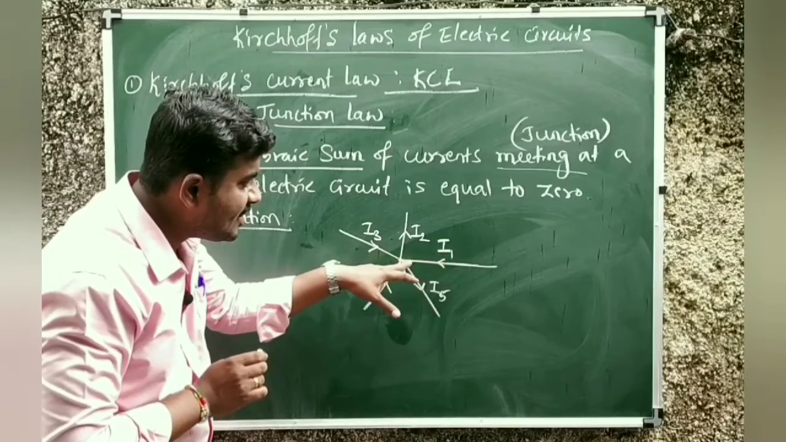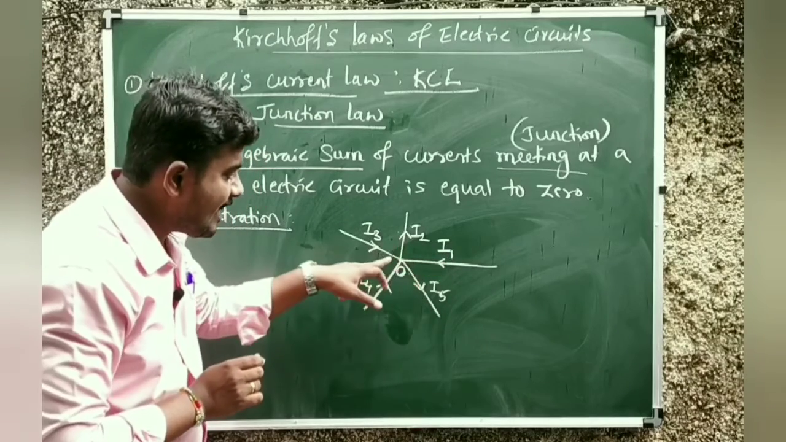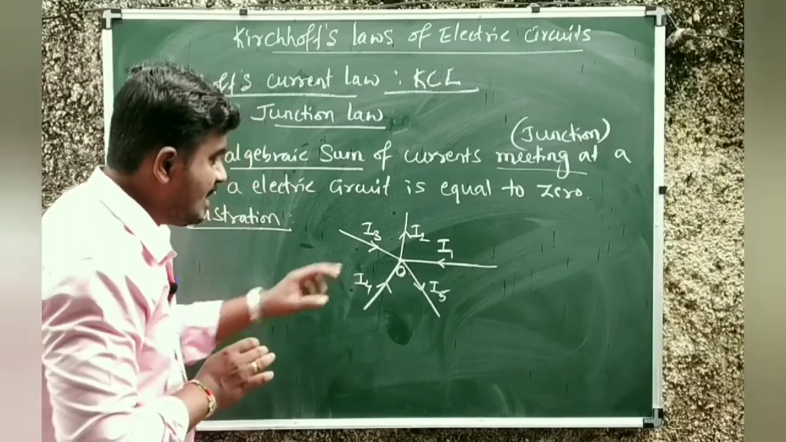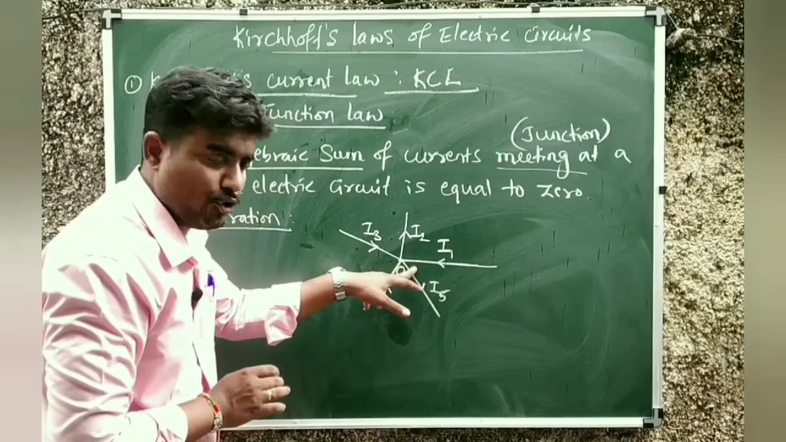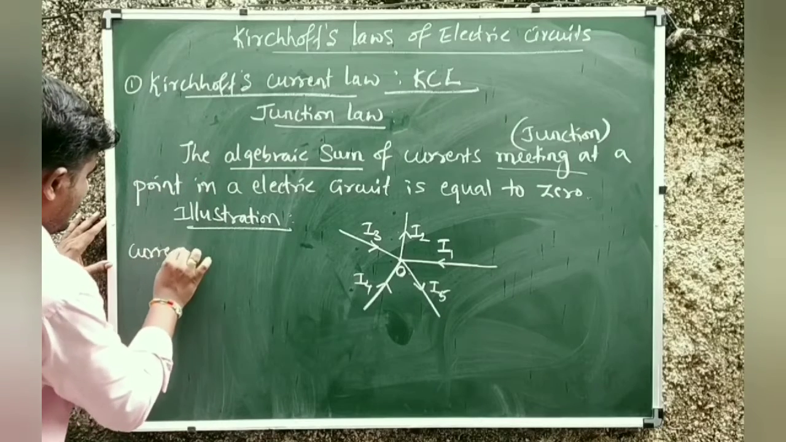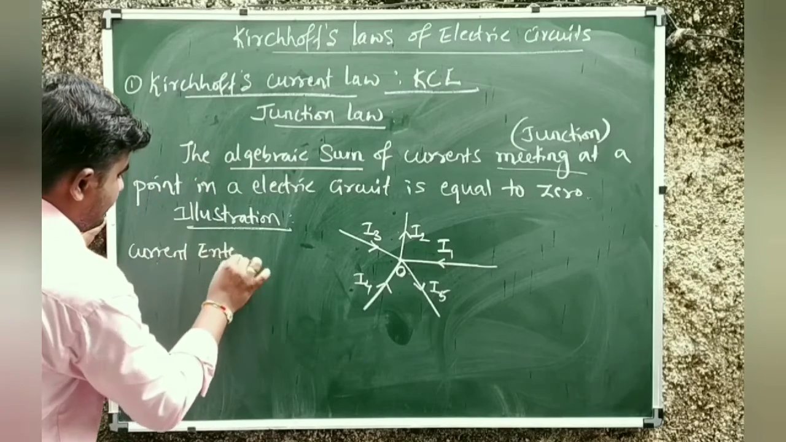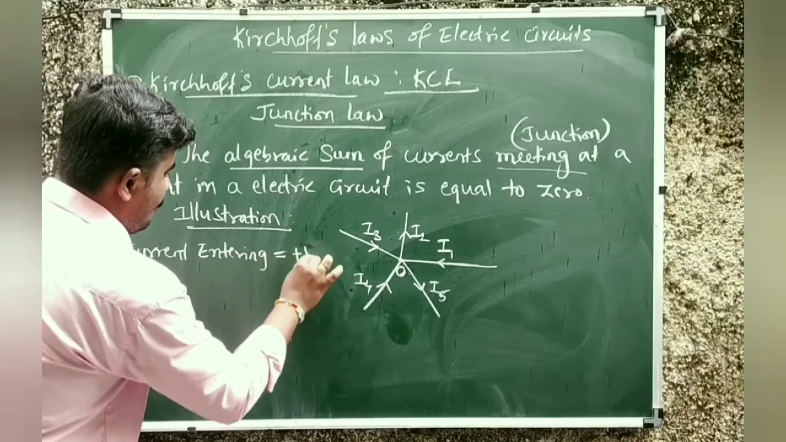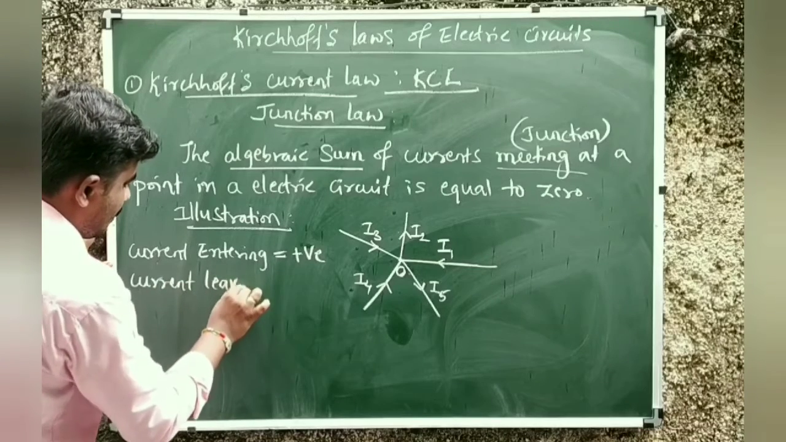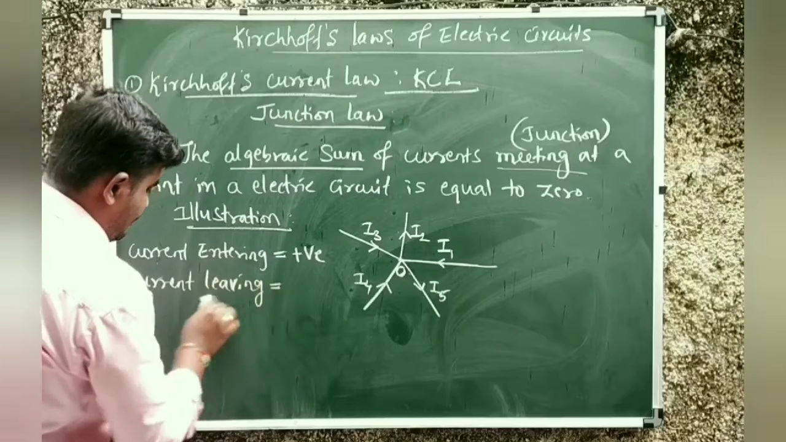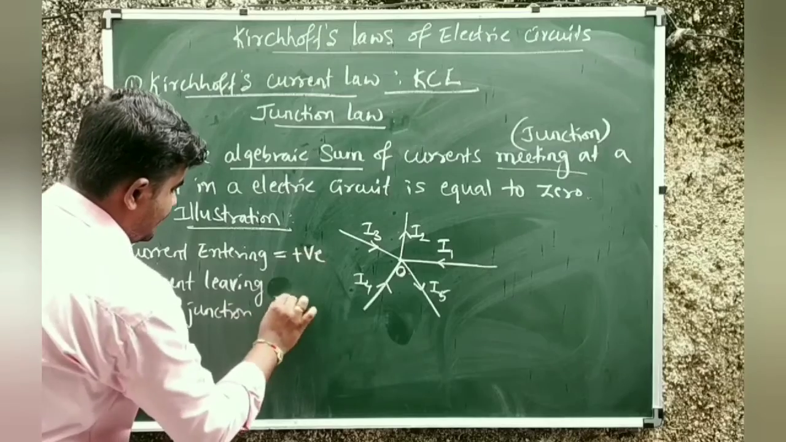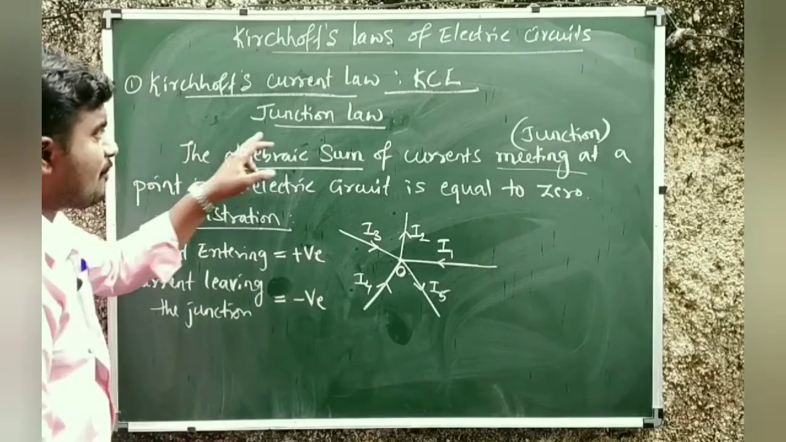If current is entering the junction, we shall take it as positive. If current is leaving the junction, then we shall take it as negative. It is our sign convention. Current entering the junction is taken as positive. Current leaving the junction is taken as negative. This is the sign convention for the junction law.